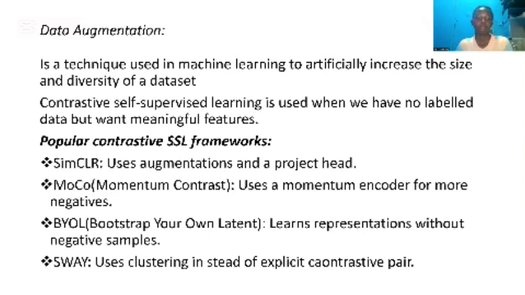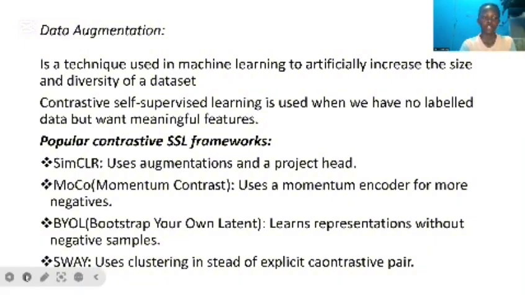So we have BYOL, which is Bootstrap Your Own Latent. This learns representations without any negative samples. So in other words, it uses positive samples. And you have SwAV, which uses clustering instead of explicit contrastive pairs.